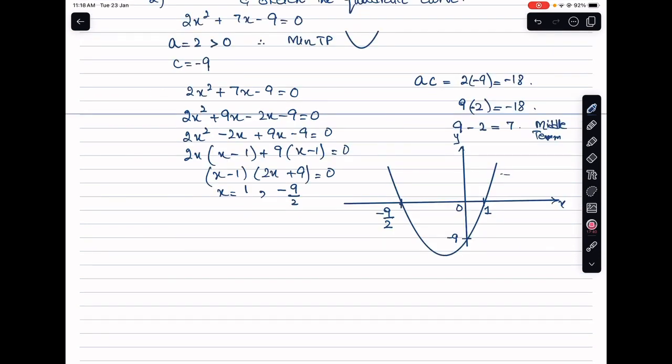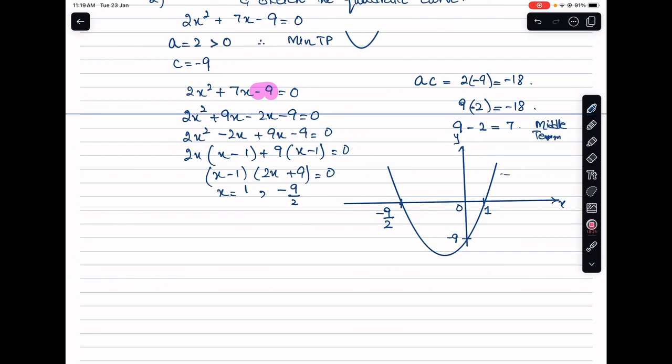So after getting the x-intercepts, I know that the x-intercepts are 1 and negative 9 by 2, and also from the equation my y-intercept here was negative 9. So I have plotted the y-intercept, which is negative 9, on the y-axis, and I have 1 as the x-intercept as well as negative 9 by 2 or negative 4.5 as the two roots of the given quadratic equation that we have. Now, the last thing that is left is to get the turning point coordinates.